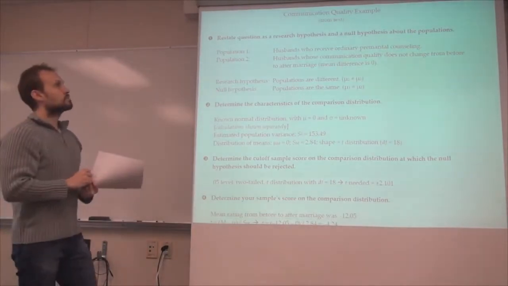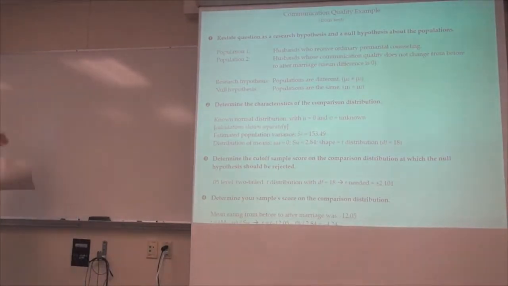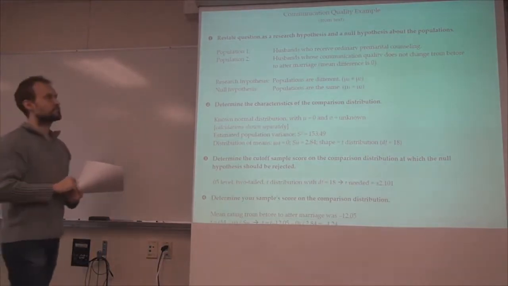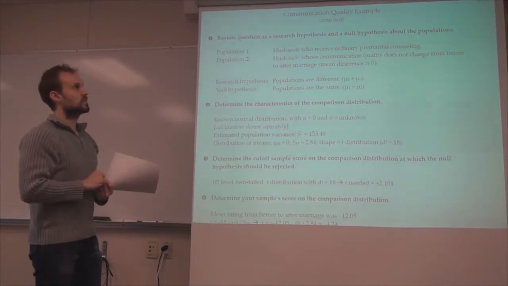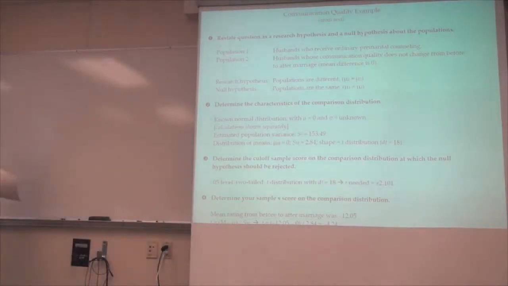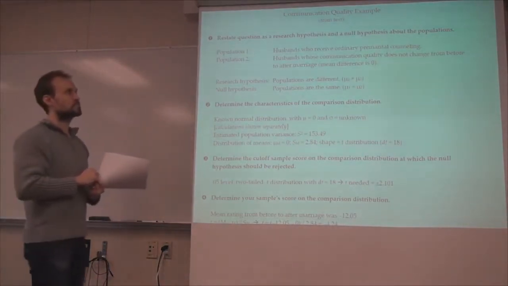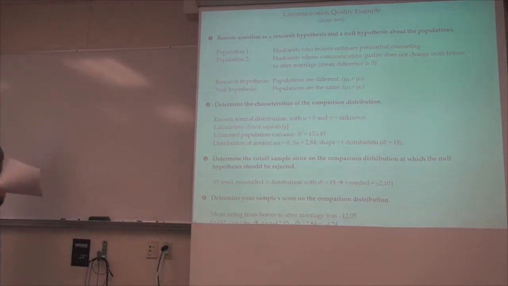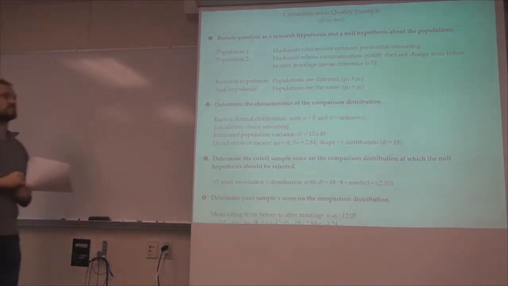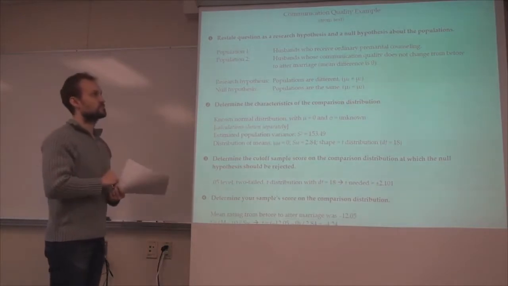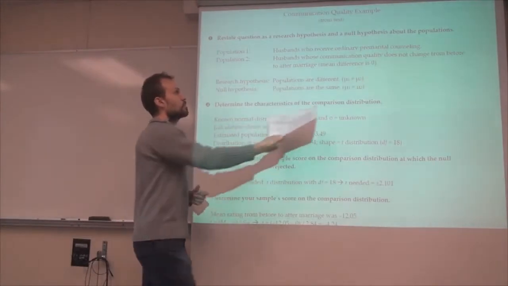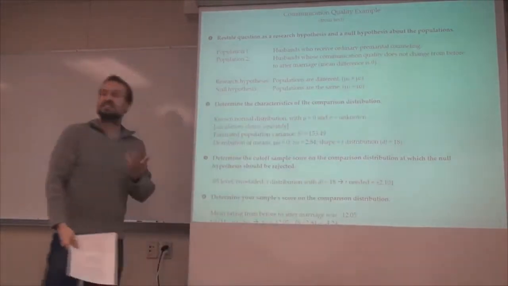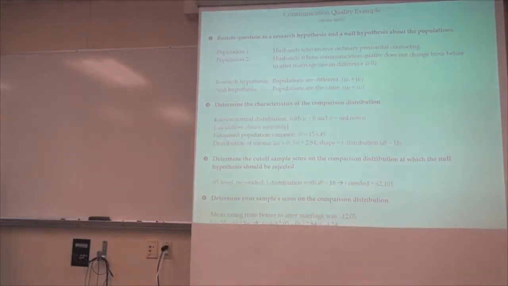So my population 1 will be husbands who receive the counseling through the process of getting married. Population 2, husbands whose communication quality does not change from before. I'm trying to see if I take a sample of my population 1, all husbands who receive the counseling, is there a change? Is there a difference that's significantly not zero? So my research hypothesis is that the populations are different, now mu2 I can see as a zero. I'm testing it against no change.